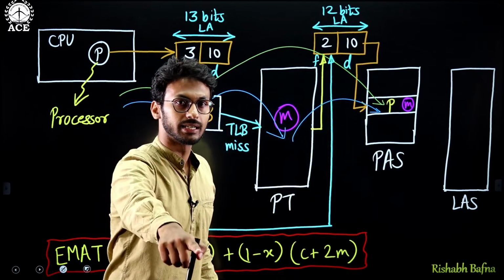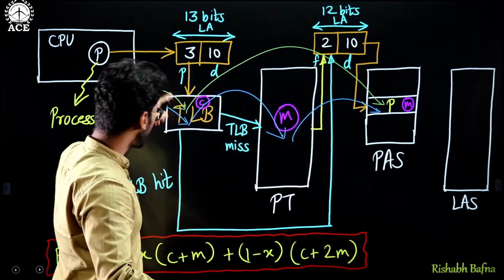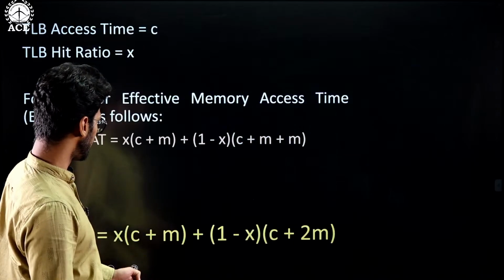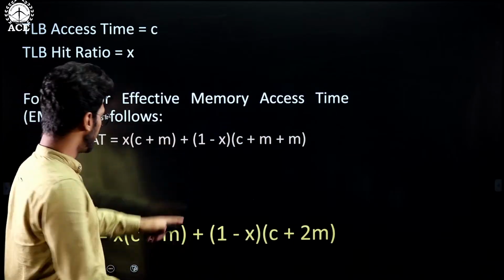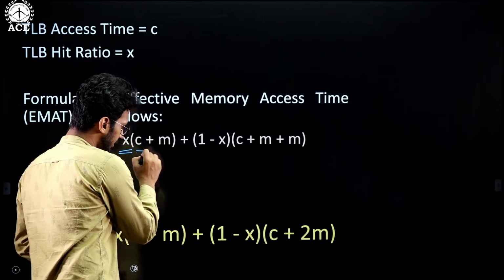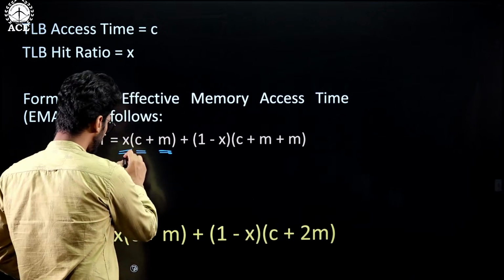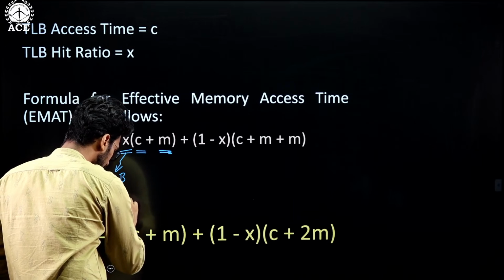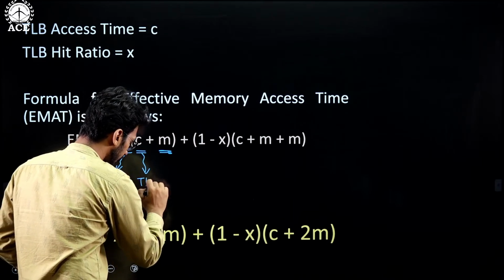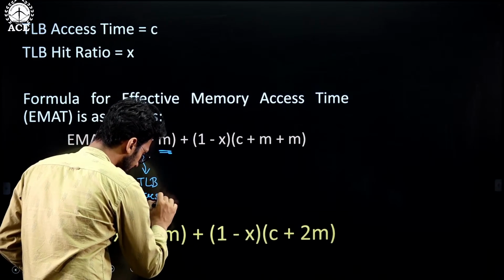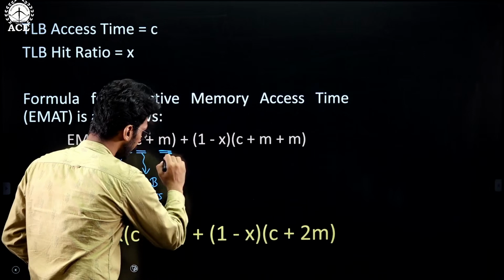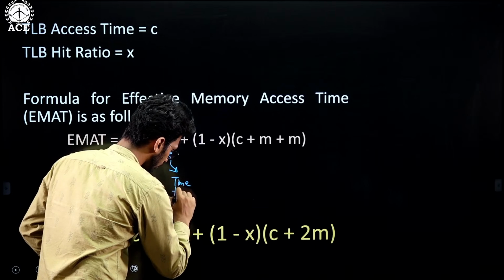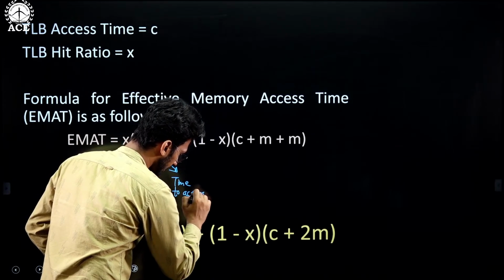So, TLB hit rate X into, since you saw TLB, the time to see TLB, C, plus actual page, M. I hope you got it. What is it? X C plus M. You got this one. TLB hit ratio, TLB access time, main memory access time. What is this? TLB hit ratio. What is this? TLB access time. What is this one? Time to access actual page.